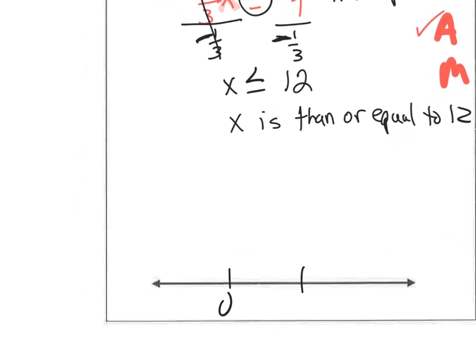So I've got 0 and I've got 12. It's going to be a closed circle. That means it's filled in. I know it's filled in because there's a line under here. And it says shade all the values less than 12. So I'm going to shade towards the 0, or numbers that are less than 12.